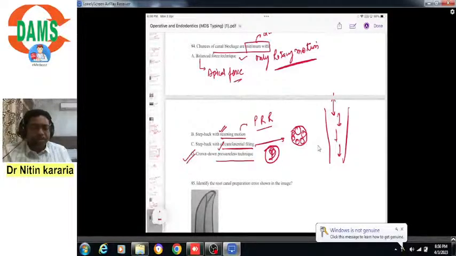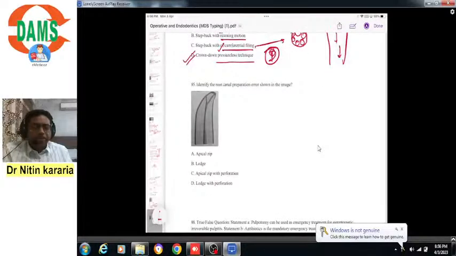Moving over to the next question. Identify the root canal preparation error shown in the image. Is it apical zip formation, ledge formation, apical zip with perforation, or ledge with perforation? You can see this is the original apical foramen and it has been transported over here. So definitely it is not ledge formation. We rule out the options B and D.